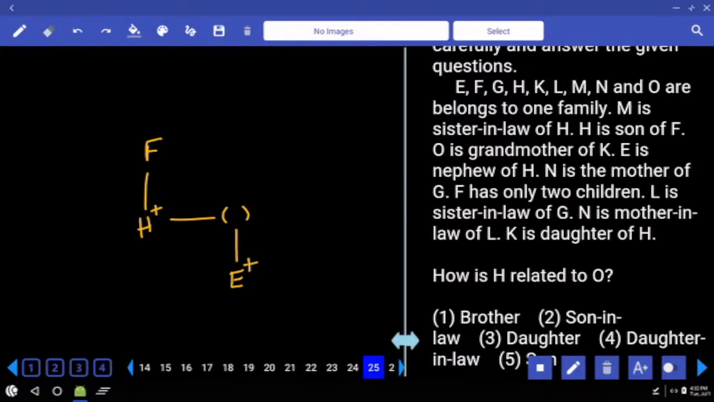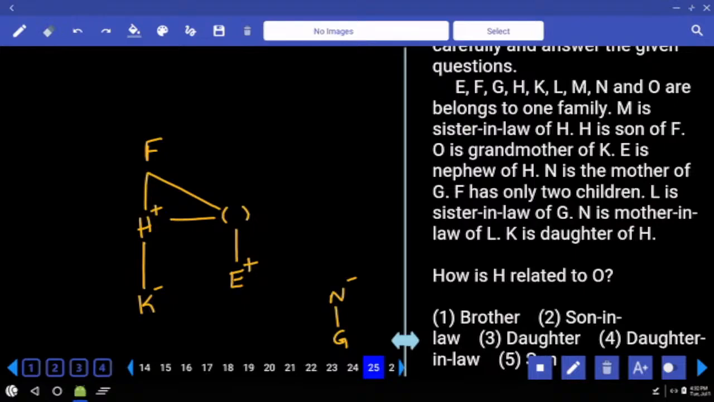Then N is the mother of Z. N is the mother of Z. F has only 2 children, isn't it? H and H's sibling. And L is the sister-in-law of Z. And N is the mother-in-law of L. K is the daughter of H. Now K is the daughter of H. K is here.